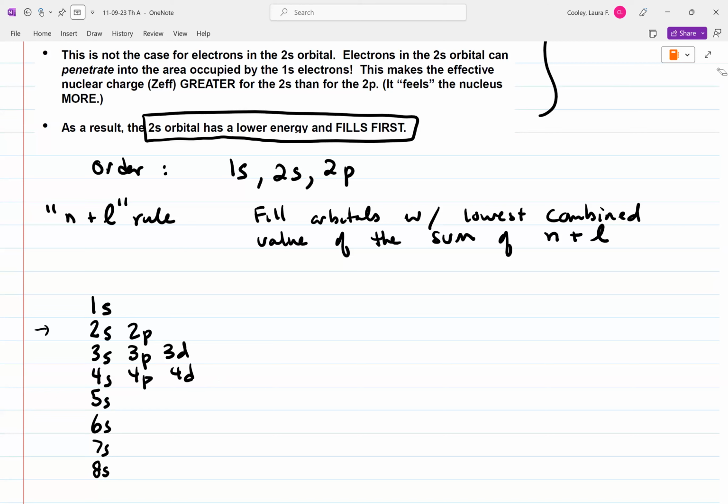I don't think you need to put 4f there. But anyway, we just make this chart, this funny chart.